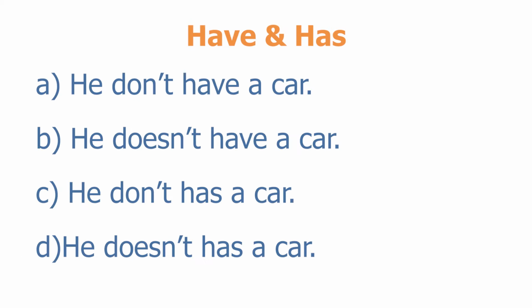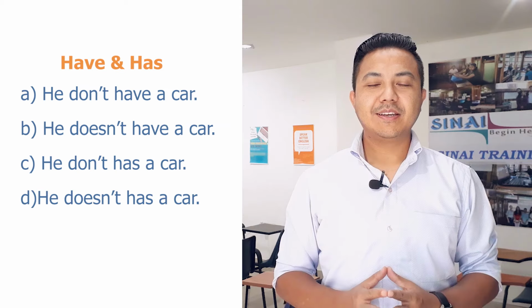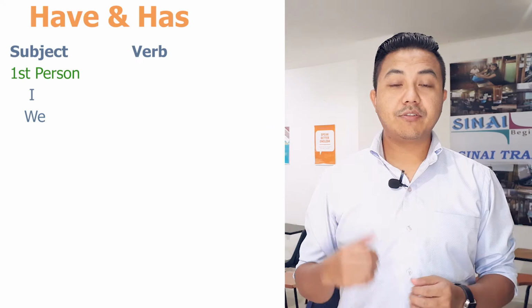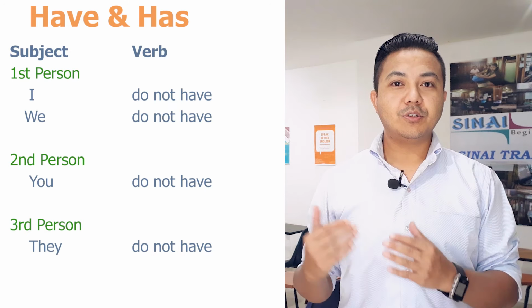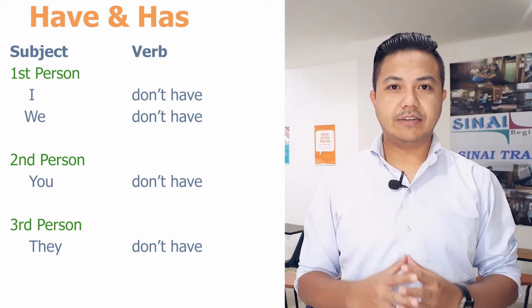Okay, now what about these four sentences? Which one is correct? Okay, let me help you with the answer. With the first person, second person, and third person plural, we have to use do not have or don't have.